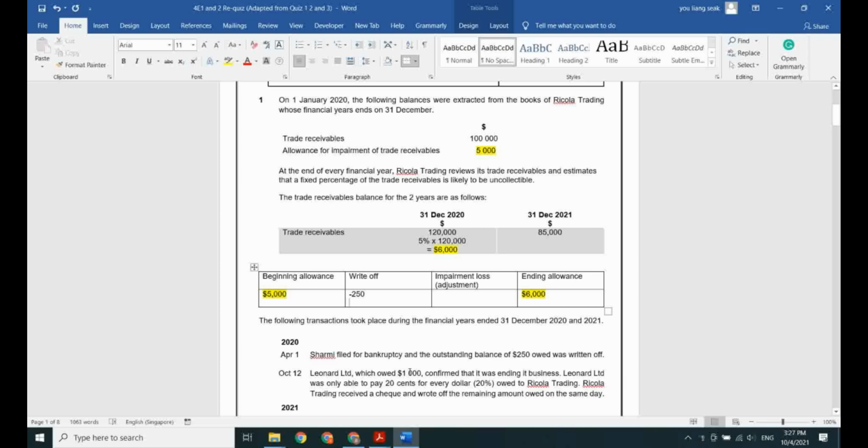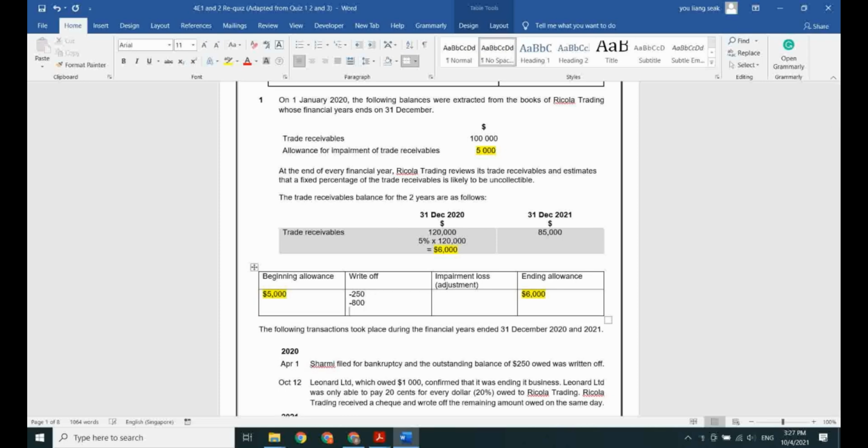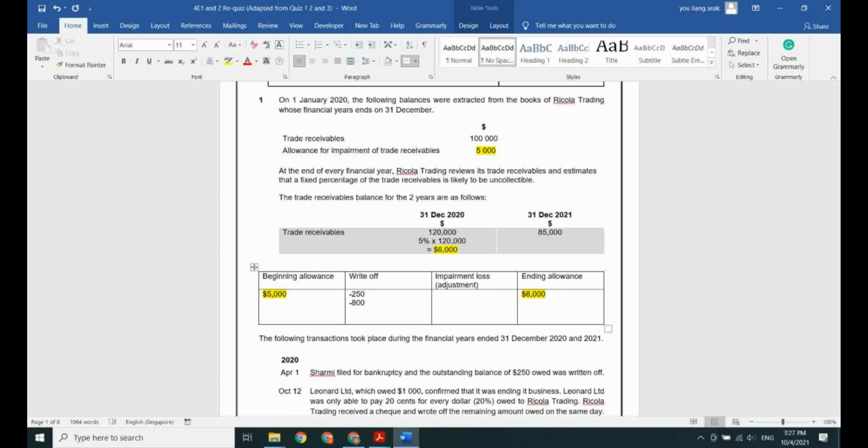Okay, but the write-off is not $1,000. Instead, it's $800 because they paid back $200, if you recall. So after writing off, you know that the balance of the allowance is now minus 250 minus 800. You will be left with 3950. But in this case, we require an ending allowance of $6,000. So you need to increase this balance, right?